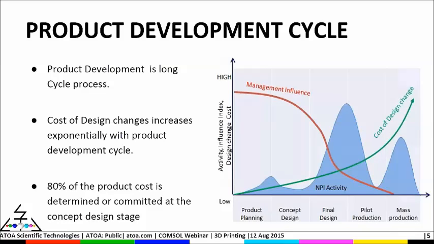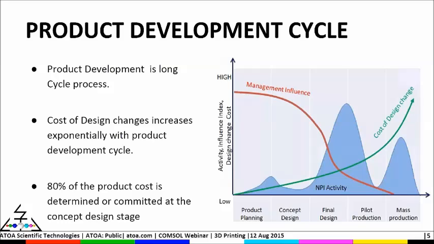Industrial product development is a long cycle process. For production planning, from product planning to concept design to final design to pilot to mass production is a high resource consuming process. This graph shows you the new product development activity, management influence, and design cost change over the product development cycle. The cost of design change increases exponentially with the product development cycle, as shown in the green curve.